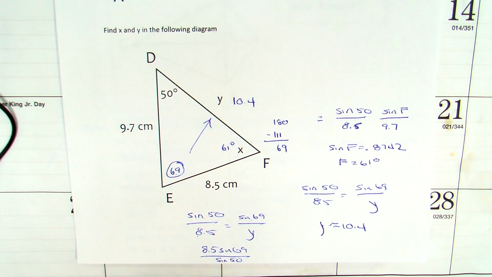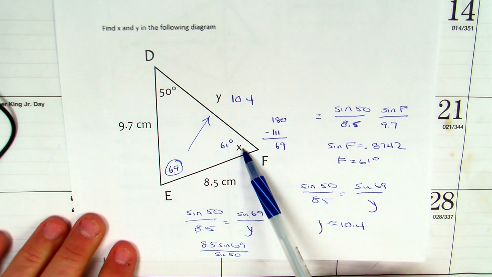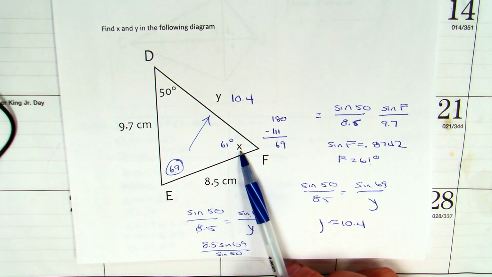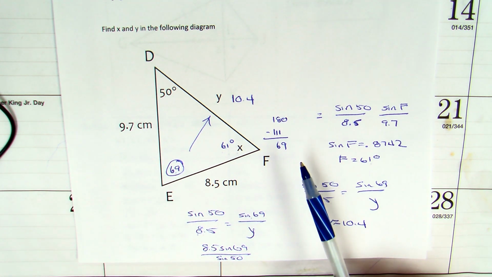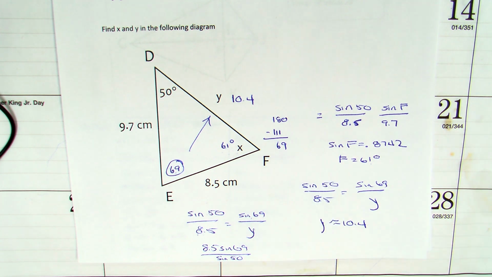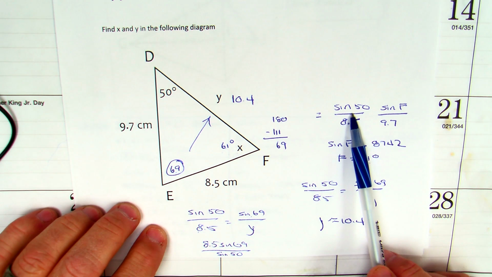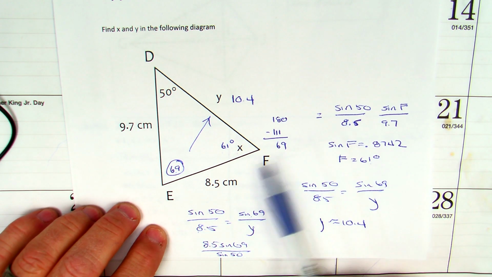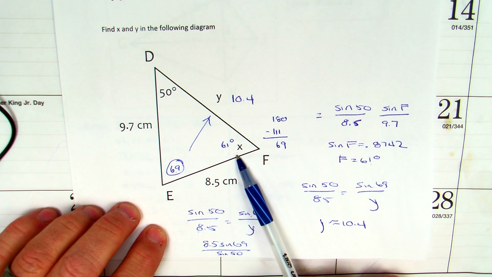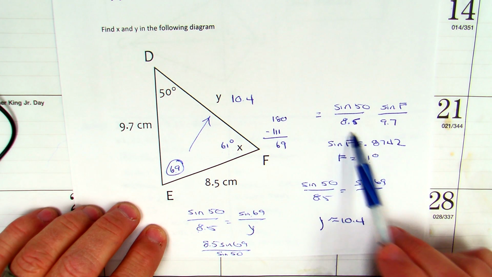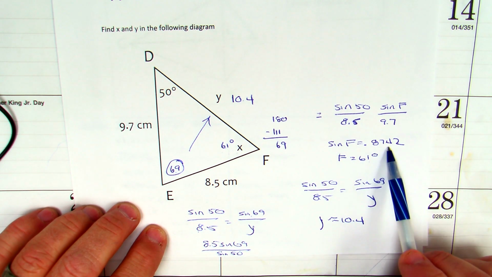Now the second one we did is find x and y in the diagram below. So x is the angle, y is the side. I would basically look to find the angle first because that's going to be the more prominent way of doing the problem. They give you the 50, they give you the 8.5, so we use sine 50 over 8.5, and then sine F, which is one of the angles we're trying to get because that's the x, over the 9.7. 9.7 sine 50 divided by 8.5 gives us sine F equals 0.8742.